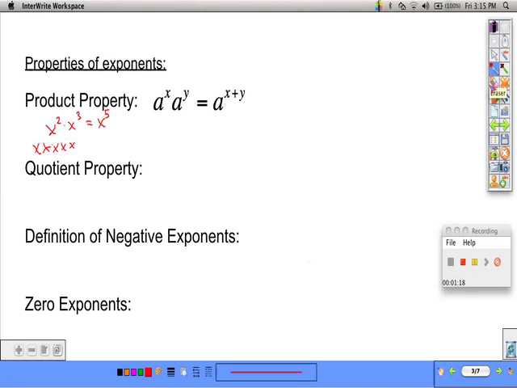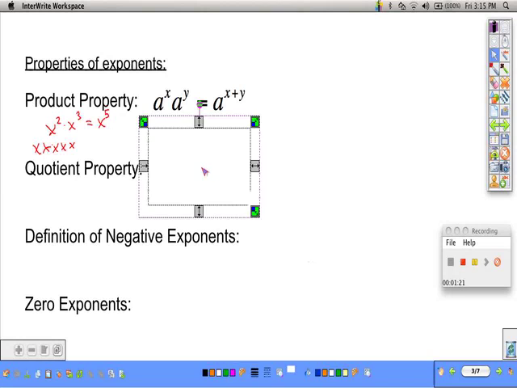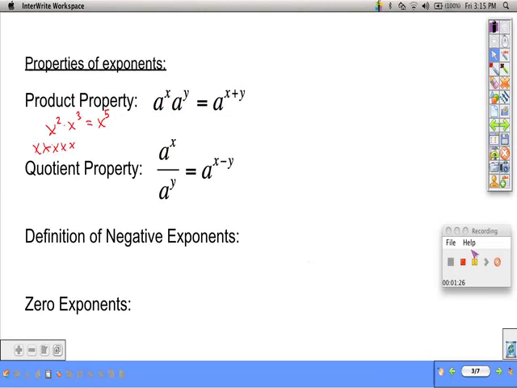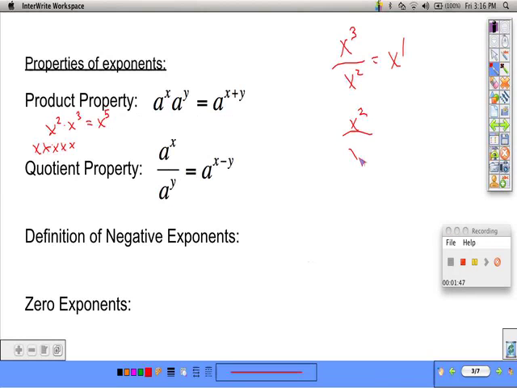And we have a similar rule for quotients. So here, like bases, we can subtract the exponents. A couple examples here. X cubed over x squared, 3 minus 2, x to the 1st. Now if we go the other way, x squared over x to the 5th, if we just do straight subtraction, we get x to the negative 3rd.